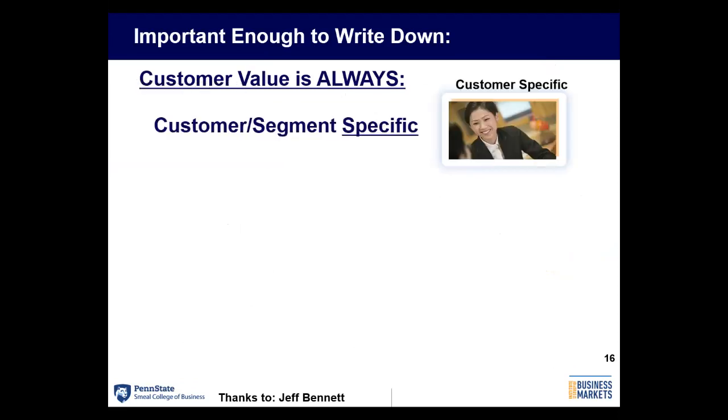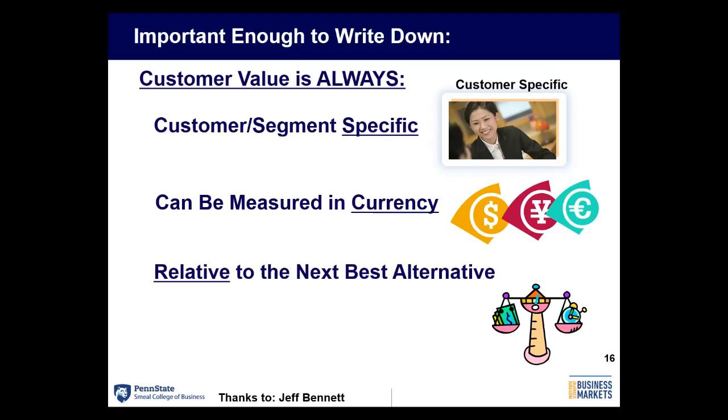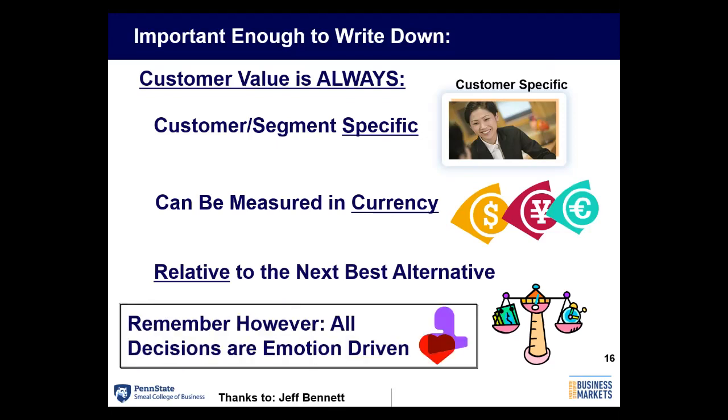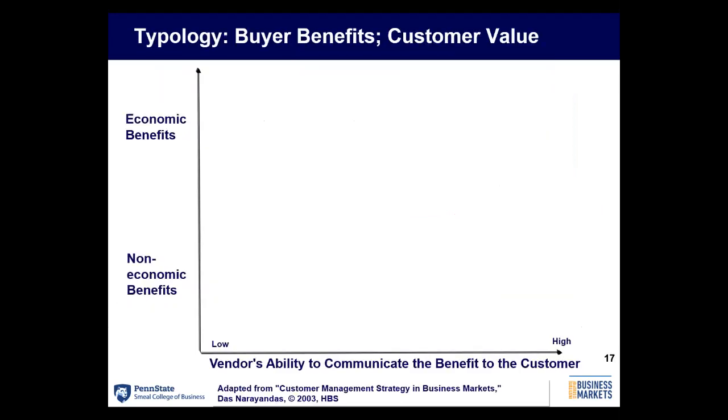So again, you might want to write this down. Customer value is always customer or customer segment specific, a cluster of similar customers. It can always be measured in currency. It's always relative to the next best alternative. Okay. And remember: functional, economic, emotional, relational value. But customers, and all of us, tend to make rational excuses for the emotional decisions we make all the time. Decisions are driven from the emotional part of our brain.